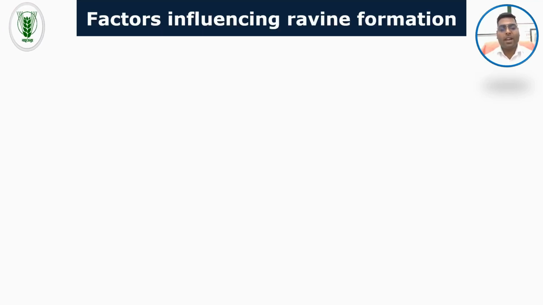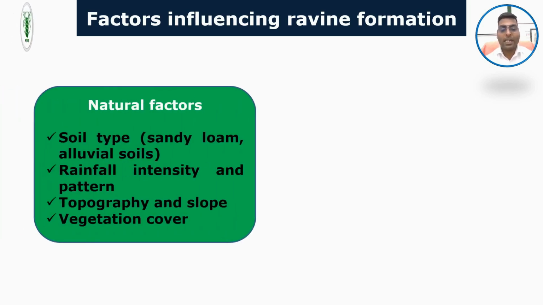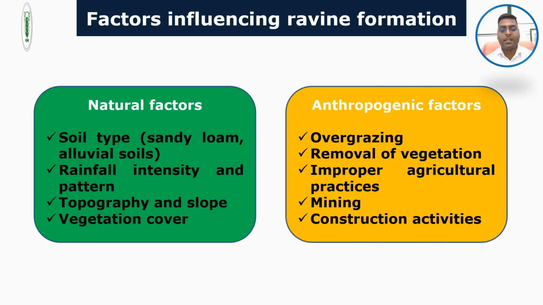The causes of ravine formation are both natural and anthropogenic. Natural causes include soil texture, rainfall intensity, slope, and lack of vegetation cover. Human-induced factors like deforestation, overgrazing, faulty cultivation practices, and unplanned mining further accelerate the erosion. Hence, integrated management combining ecological and human consideration is vital.